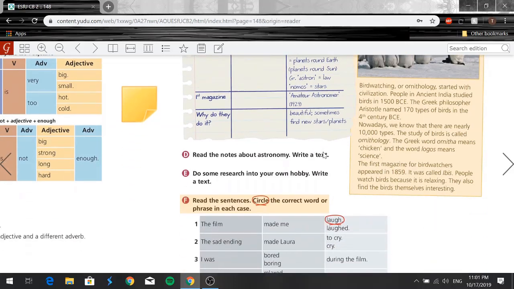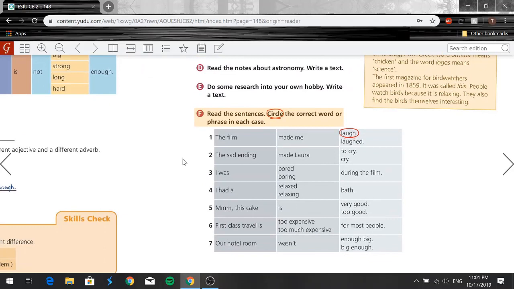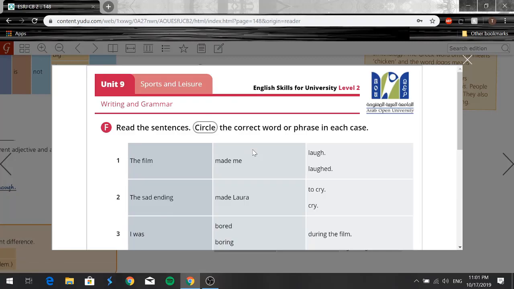Okay? Here's also another text that I want you guys to write: do some research into your own hobby. We talked about this before. Your own hobby. What do you like to do? Write a text about that. Now let's go to exercise F. Read sentences and circle the correct word or phrase in each case. So let's see what we got here.